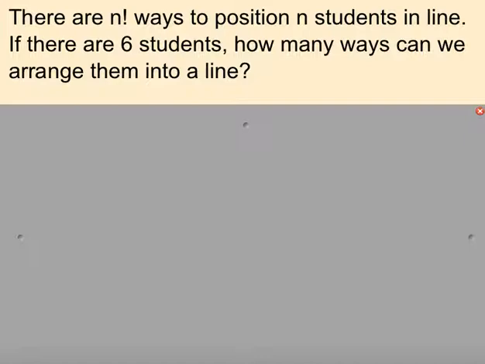So let's try this one. If there are n factorial ways to position n students in a line, so if we have 6 students, how many different ways can we arrange them into a line? So instead of n, we say we have 6 factorial, which means we get 6 times 5 times 4 times 3 times 2 times 1. Which gives me, well, we know that 5 factorial was 120, so times 6, so 120 times 6 is 720, I believe. Okay, unless my brain is not working this morning. All right, so let's continue.